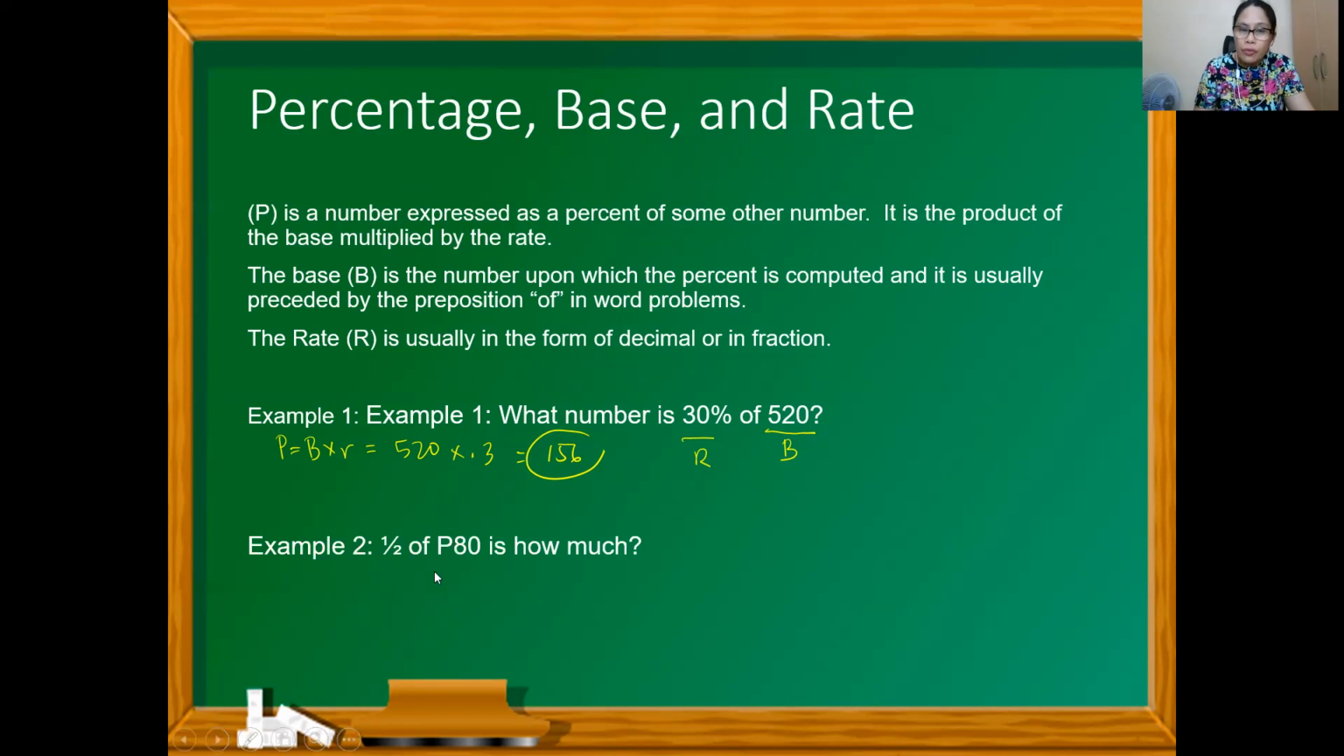Now, 1/2 of 80 pesos is how much? Again, this is preceded by the preposition of. So this is the base, and then 1/2 is the rate. We're going to solve for the percentage, and this is base times rate again. So we have 80 times 1/2. Now you don't need to convert 1/2 to decimal. If the rate is converted into fraction or decimal, that would be fine. So we know that, of course, 1/2 of 80 is 40 pesos, and this is the value of the percentage.